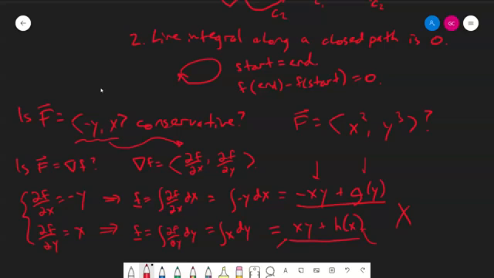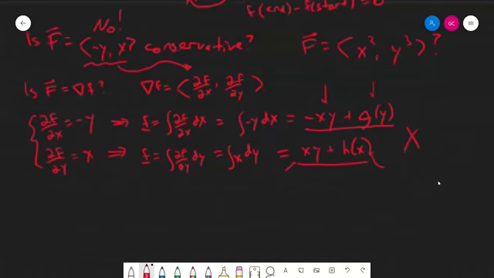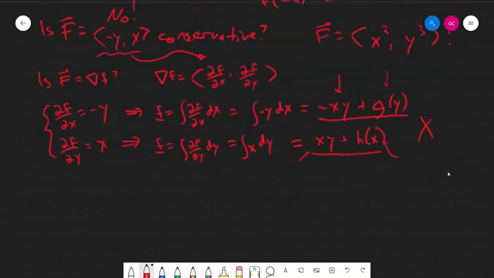Okay, so was this vector field over here conservative? Well, no, it wasn't conservative. There's no way of writing this vector field as the gradient of something. Now, what we'd like to do is find maybe an easier way of knowing when something is not conservative. So let's think about that for just a minute.